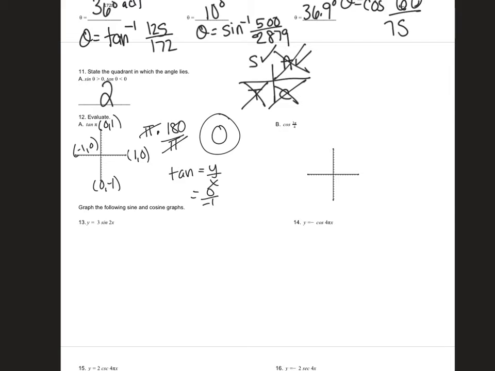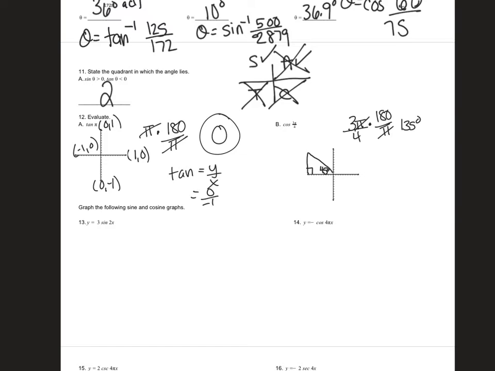All right, cosine 3 pi over 4. Let's go ahead and change the cosine of 3 pi over 4 to degrees. So 3 times 180 divided by 4 is 135. So let's go ahead and figure out 135. 135 would be here. 135 is 45 degrees away.